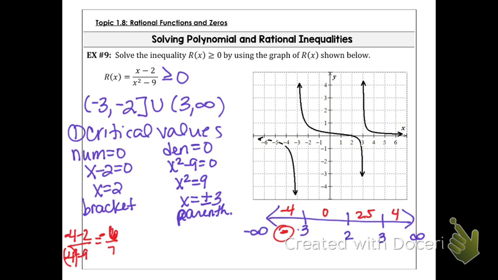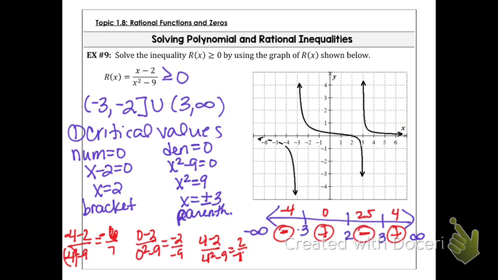All right, let's plug in the 0. So 0 minus 2 over 0 squared minus 9. So negative 2 over negative 9, which is positive. I'm not going to plug in the 2.5. I don't want to deal with a decimal without my calculator. So I'm hoping that this is going to fit my pattern. So I'm going to plug in 4. I got 4 minus 2 over 4 squared minus 9, which was 2 over 7, what we had earlier, which is positive. And so by default, I know that that interval should give me a negative. Because we're looking for greater than or equal to 0, we're looking for where it is positive.